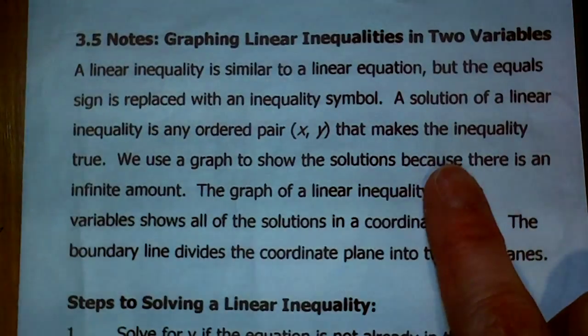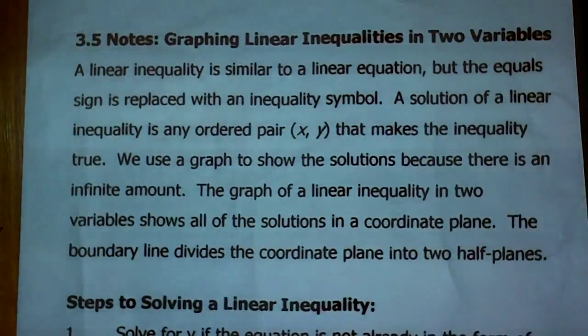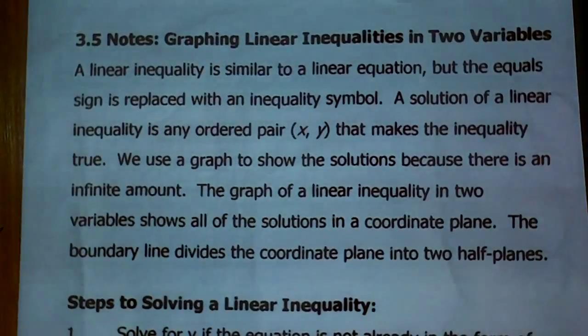A solution of a linear inequality is any ordered pair, x, y, that makes the inequality true. We use a graph to show the solutions because there's an infinite amount. So the solutions will go on forever and ever. Rather than listing them for the rest of our lives, we just make a graph. The graph of a linear inequality in two variables shows all the solutions in a coordinate plane.